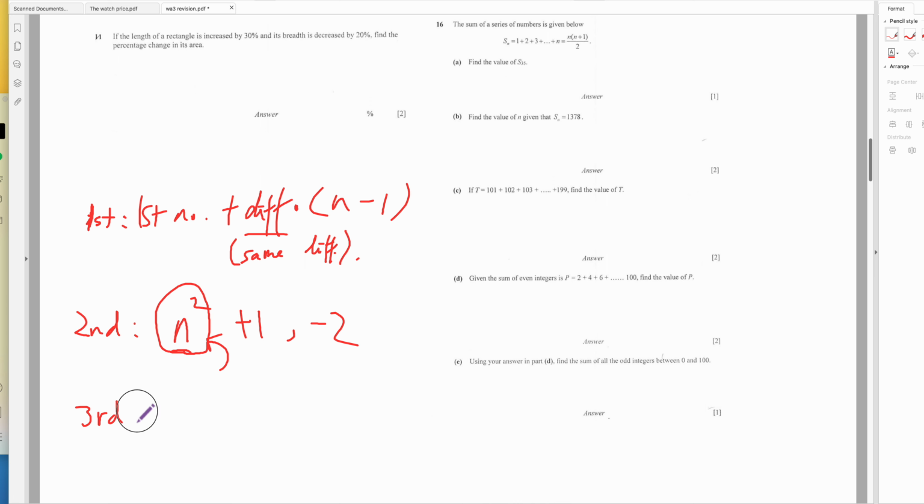The third one is this one. 1, 2, 3, 4, then you add together. Exactly this one: 1 plus 2 plus 3 plus until n.